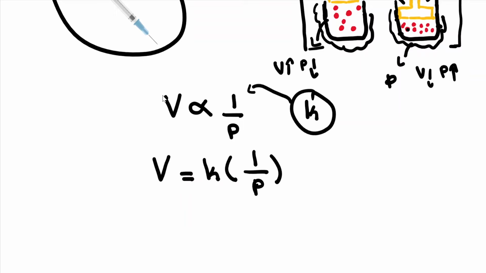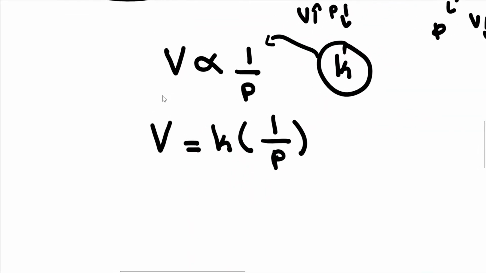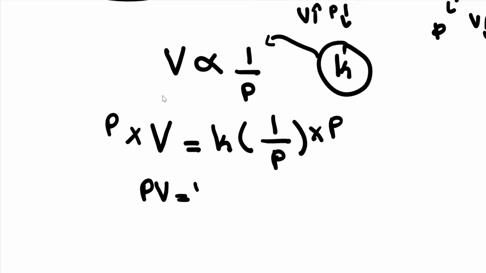All right, now we have some kind of equation. Now we can play around with this a bit more. If we were to multiply both sides by P, you get P over here, and that cancels the 1 over P, so it's going to be k, but you get PV over here, so it's going to be PV equals k.